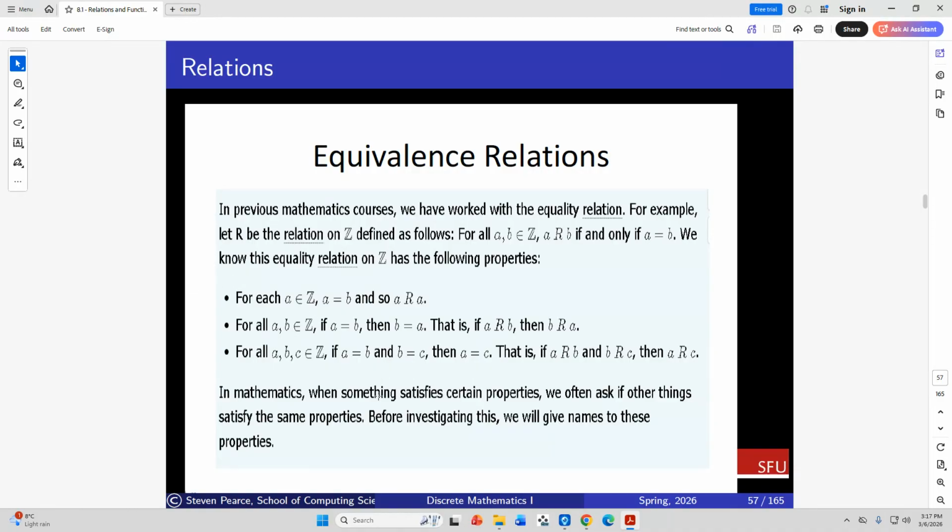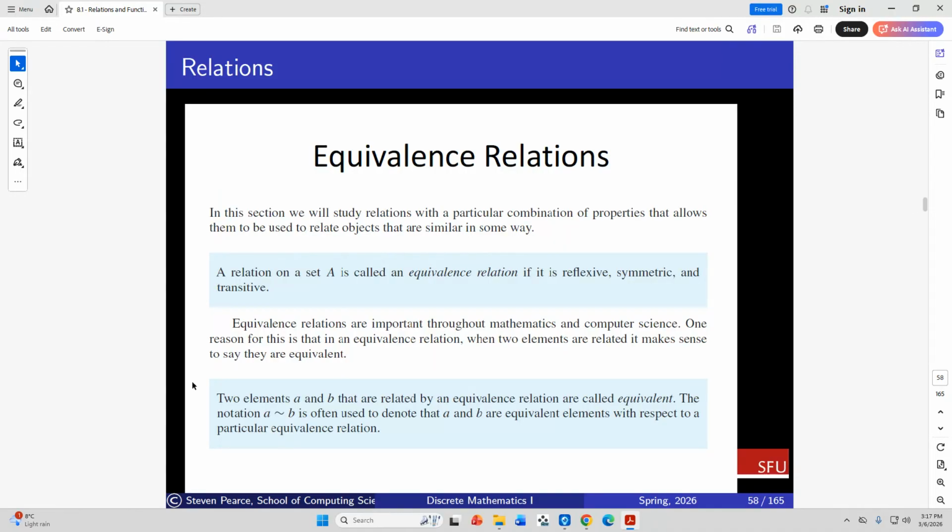Make sure you know that. Equivalence relation: reflexive, symmetric, and transitive. So a relation on a set A is called an equivalence relation if it is reflexive, symmetric, and transitive. Okay, this is out of your textbook.